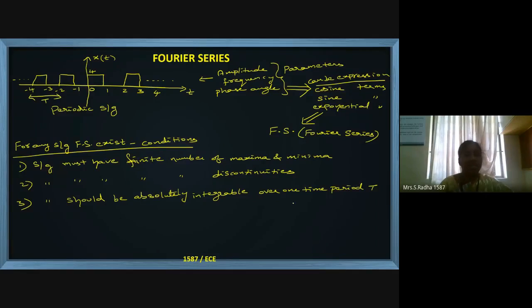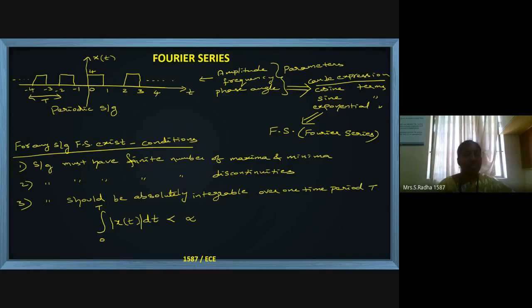Over one time period, it should be absolutely integrable, which means, for the signal x of t, the integral of mod x of t dt over one time period should be a finite value. This is less than infinity, which means a finite value. If the signal satisfies these three conditions, only then can we apply the Fourier series.